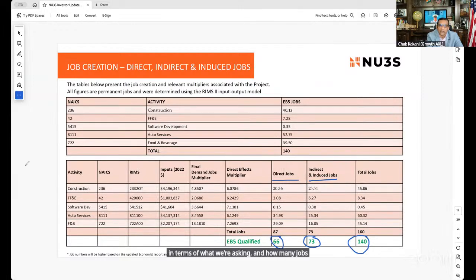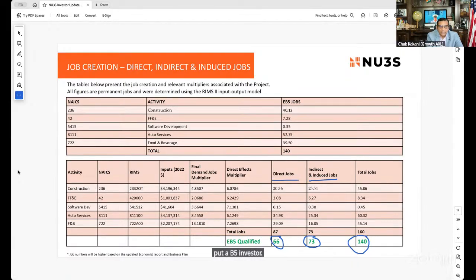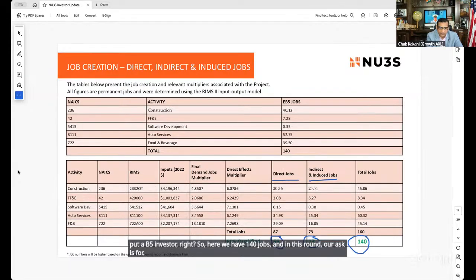As you know, 10 jobs need to be created per EB-5 investor, right? So here we have 140 jobs. And in this round, our ask is for 7 investors, right?